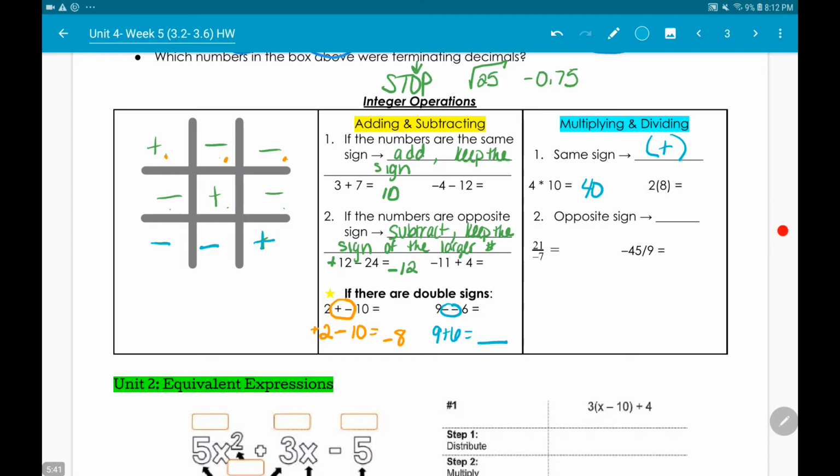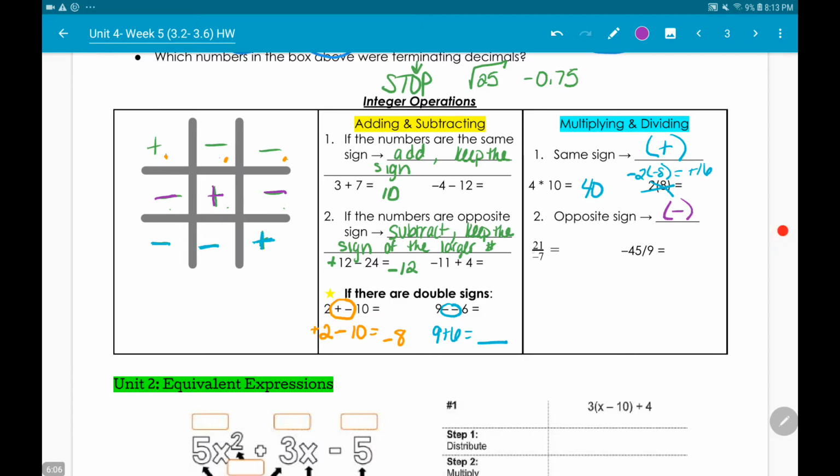And I want to just change this example. I'm going to do negative 2 times negative 8. And I can see this on my negative tic-tac-toe board over here. I have a negative, and I get a positive. So I have positive 16 as my answer. But if they're opposite signs, like here, negative, positive, it becomes a negative.